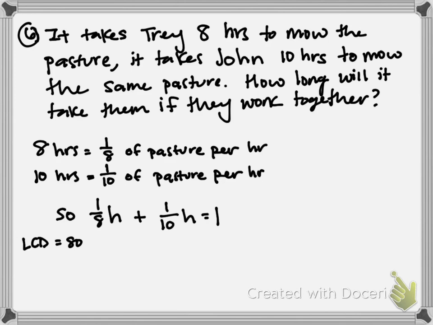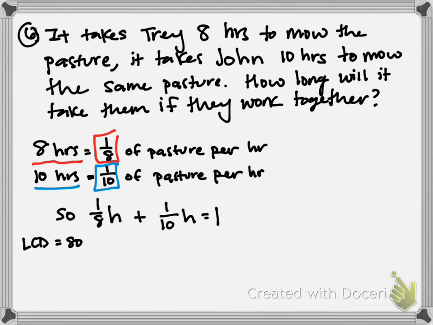So it says it takes Trey 8 hours to mow the pasture. It takes John 10 hours to mow the same pasture. How long will it take them if they work together? So Trey takes 8 hours. So 8 hours to mow the whole thing means that he can do 1/8 of the pasture per hour. All right, John takes 10 hours to do the whole thing, so he can mow 1/10 of the pasture per hour.